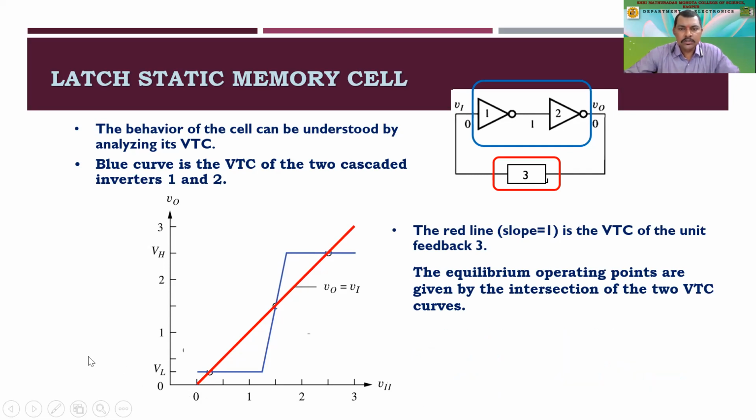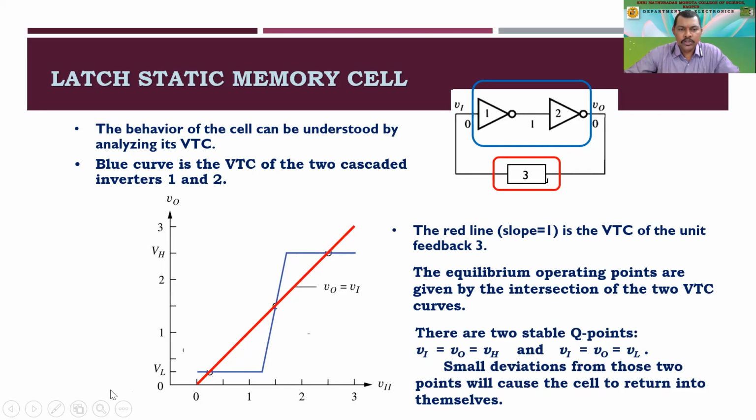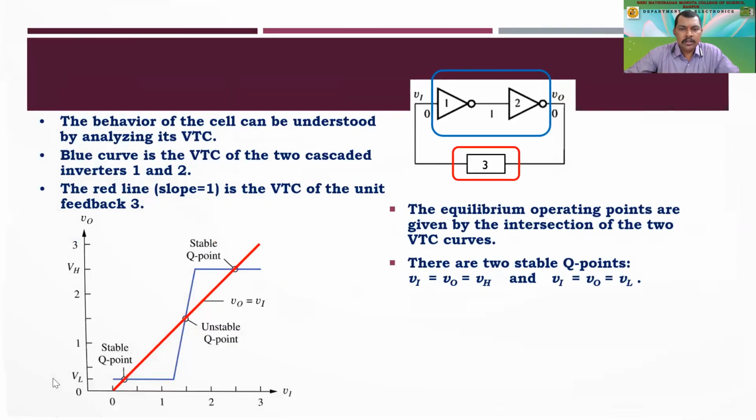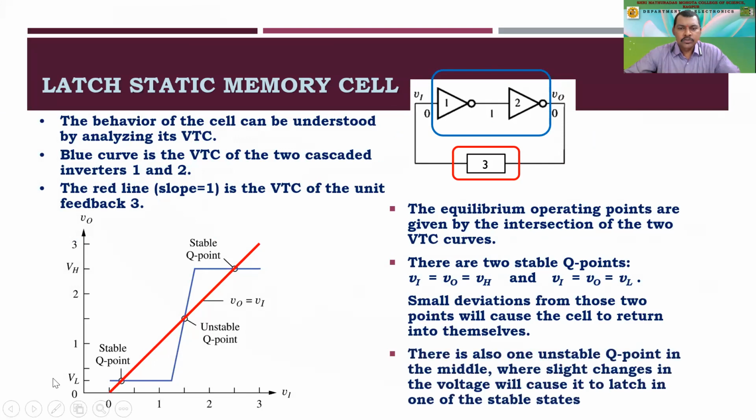So this is the equilibrium point. I have told you this. So there is also one unstable Q point in the middle where slight changes in the voltage will cause it to latch into one of the stable states. So this is the quiescent point that we studied in, say, the transistor. And if there is a slight change here, then it will go into one of the stable states, whether it is high or low, right? Accordingly. So this is the Q point over there.